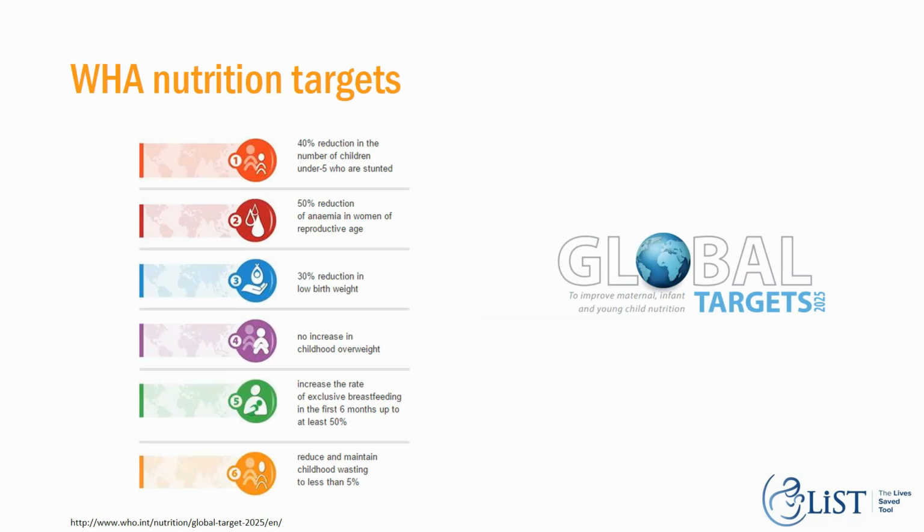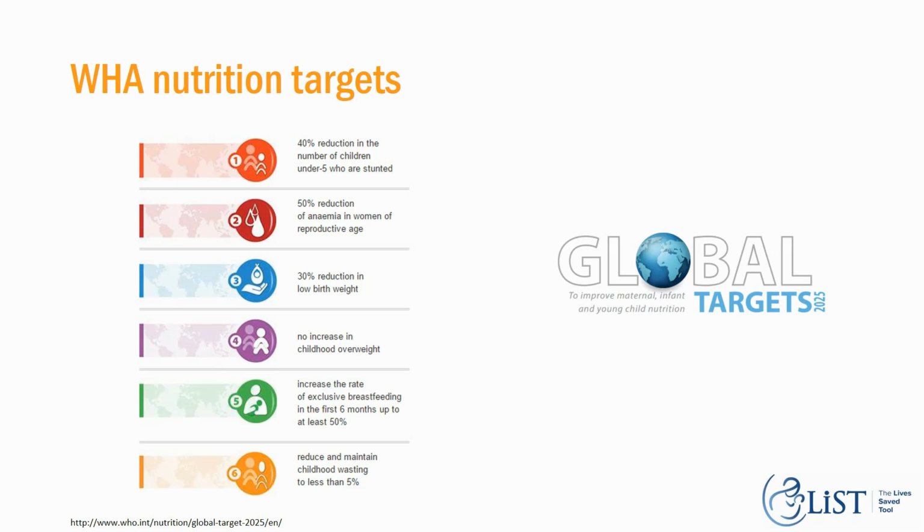So in 2012, during the World Health Assembly, countries got together and established these global targets for nutrition. And they agreed, similarly to the MDGs, that this time for 2025, each country would try to reach these targets. And so these 6 targets are centered first on stunting. So we're aiming for a 40% reduction of the number of children under 5 who are stunted.